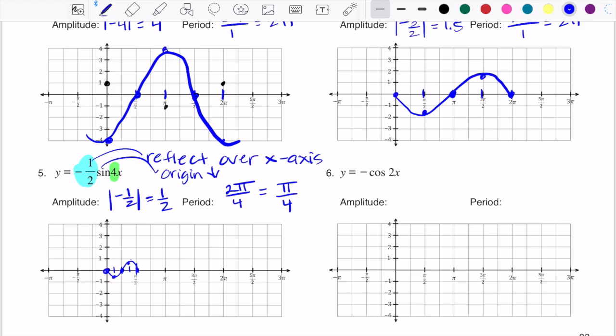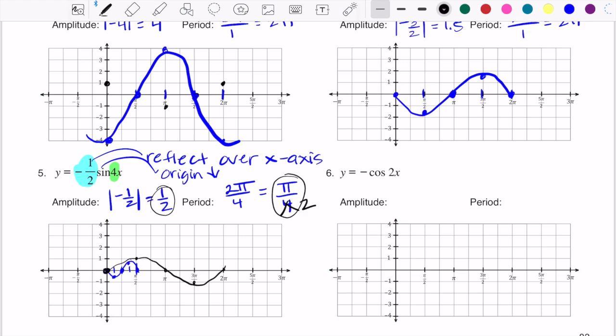And again, just to give you guys some comparison, this is what the sine graph looks like. So this is our basic sine graph right here. So you can see what the negative did. You can see that the 1/2 smushed it vertically. And then you can see that pi over 4 smushed it. Oh, it's not pi over 4. It's pi over 2. Smushed it horizontally.